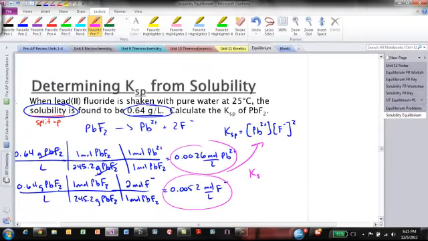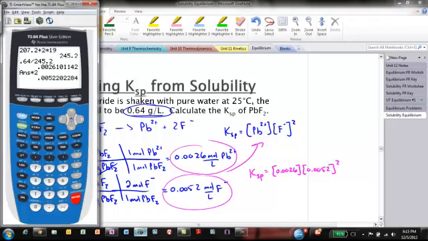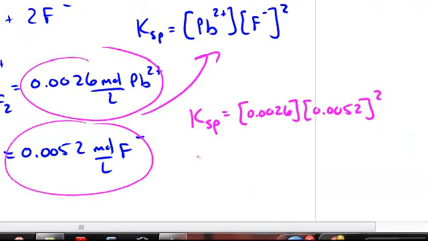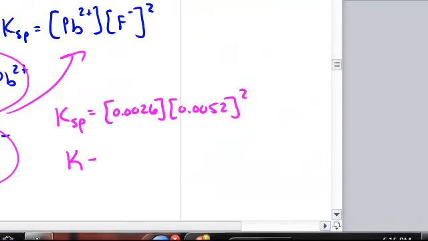Okay, so when we calculate Ksp, we go 0.0026 and 0.0052 squared. So we're going to square that and multiply it by 0.0026. And our Ksp comes out to be 7.09 times 10 to the negative 8.